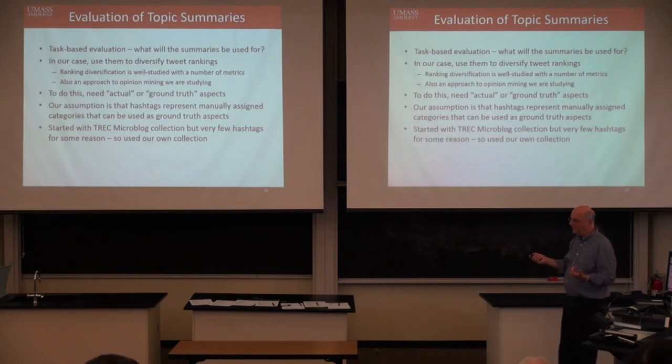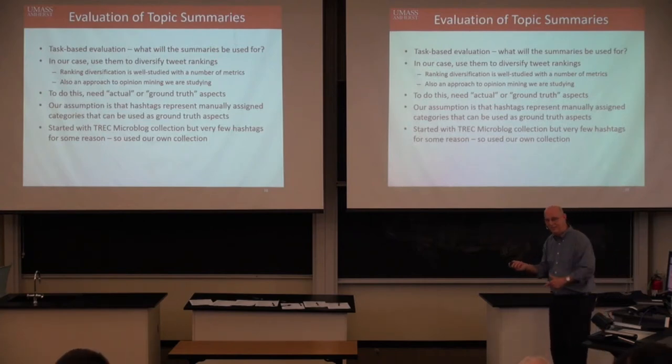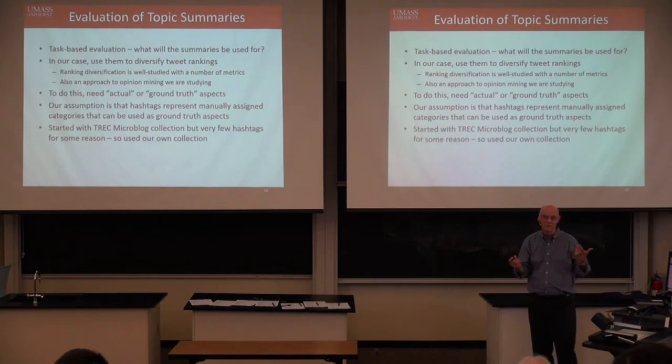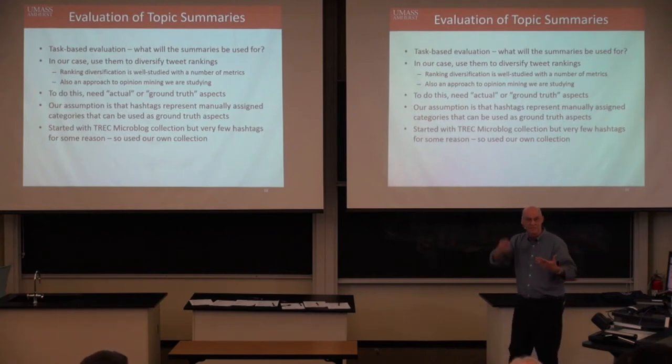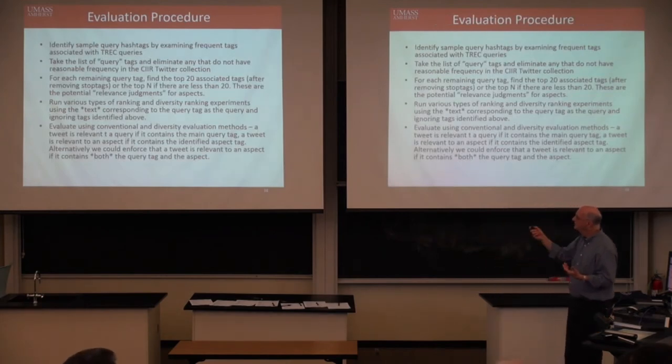And then we evaluate our diversity algorithms on the text part of the tweet by evaluating how well we are covering the hashtags that are related to those tweets. Right? So hashtags are the manual categories, and we run algorithms on the text part of the tweets. We try different diversity algorithms and measure how well we're doing by looking at the coverage of the hashtags. That's all this thing here says. It goes through all these steps about how you do that.